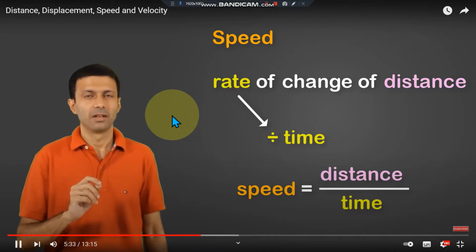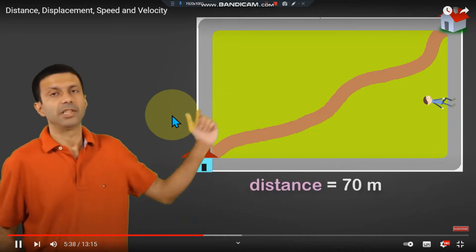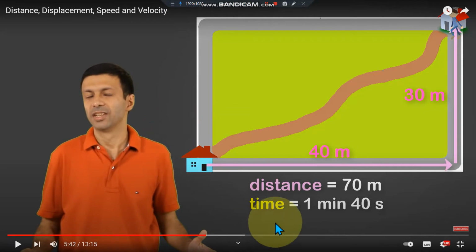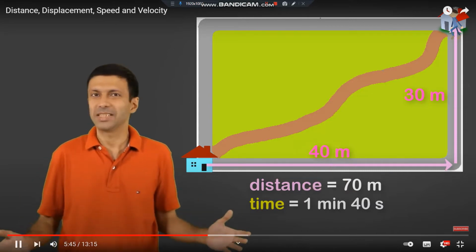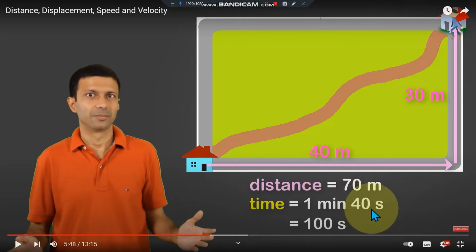Okay. Now let's take a look at our example. The distance we had traveled was 70 meters. Now let's say you took 1 minute 40 seconds to reach your friend's house. So how many seconds is that? That's right, 100 seconds. The SI unit of time is second, so we calculate time in seconds and distance in meters. So 1 minute 40 seconds is 100 seconds.